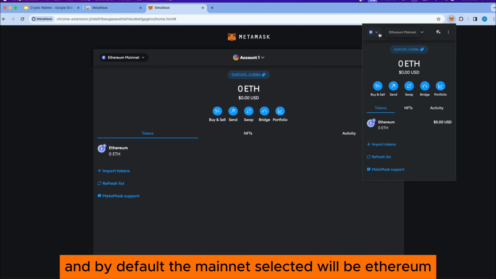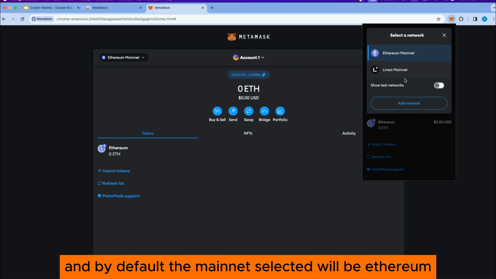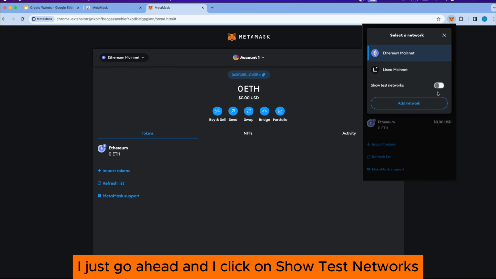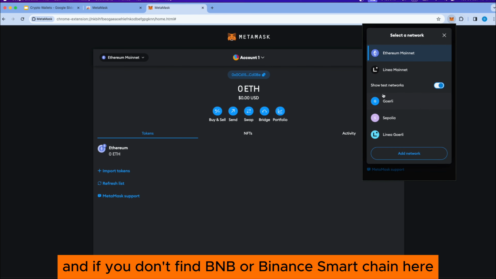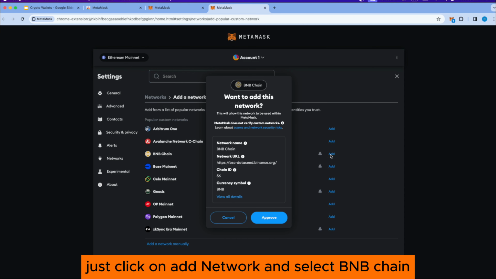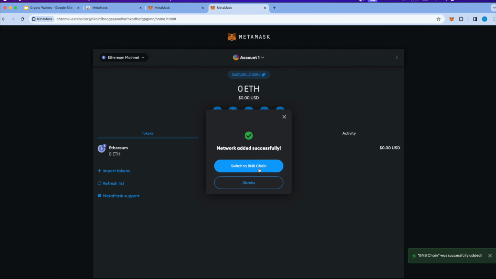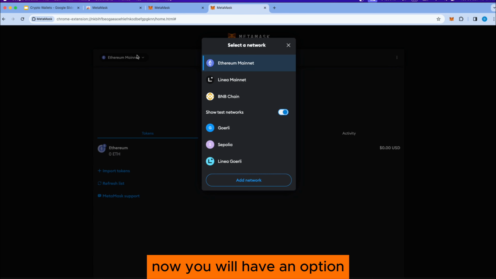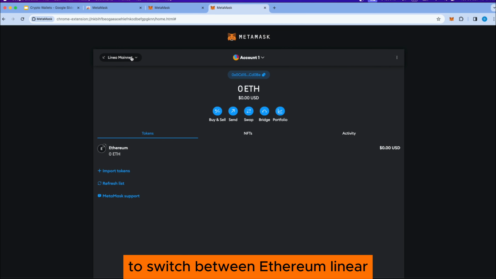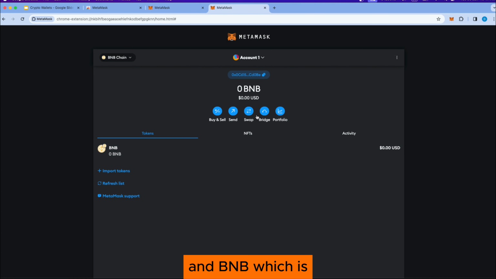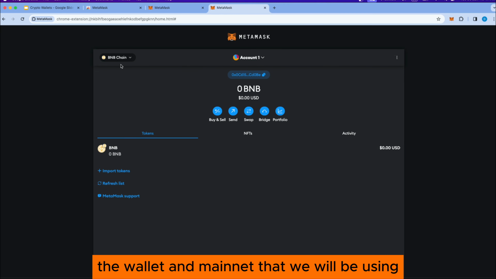And by default, the mainnet selected will be Ethereum. What I always do when I sign up for a new wallet, I just go ahead and click on show test networks. And if you don't find BNB or Binance Smart Chain here, just click on add network and select BNB chain. So once you do this, now you will have an option to switch between Ethereum, Linea, and BNB, which is the wallet and mainnet that we will be using.